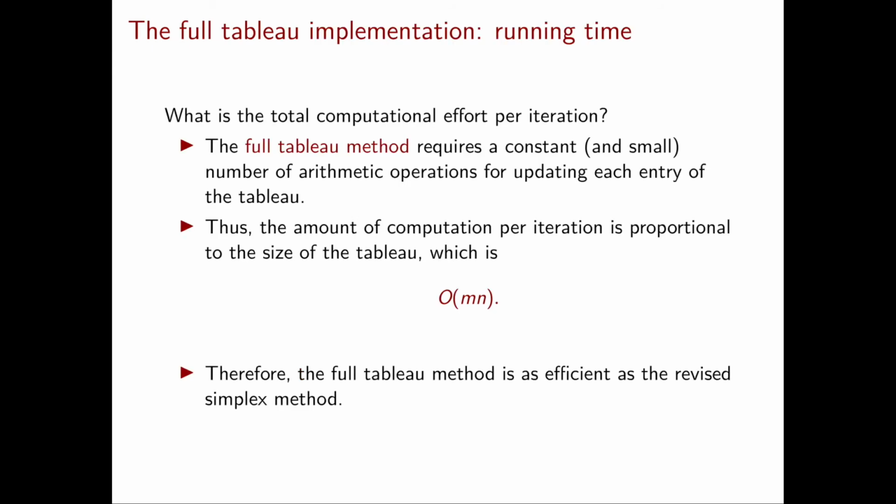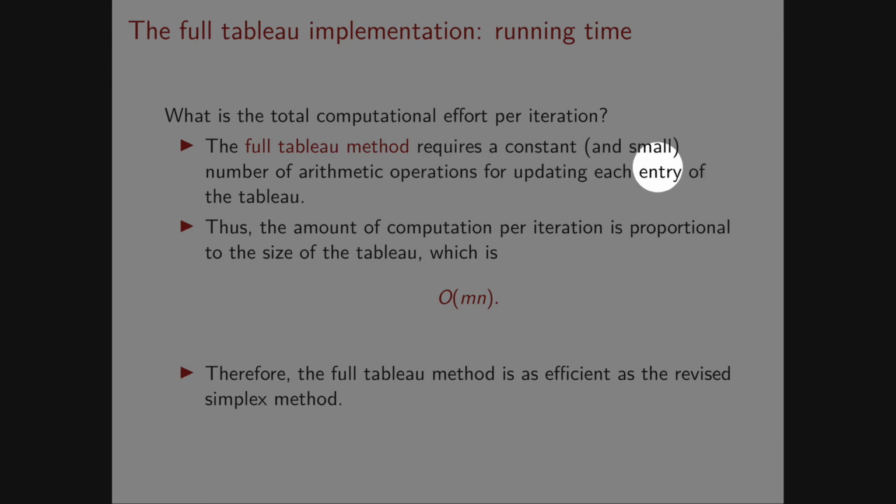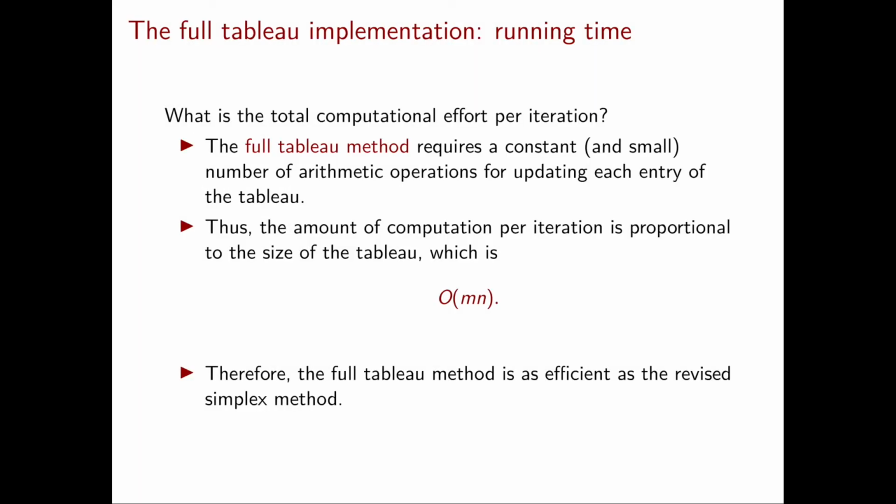Now I think we have understood quite well the full tableau implementation, but there's one thing that we still have not analyzed, namely the computational effort per iteration. In fact, we've already seen the computational effort per iteration both for the naive implementation and the revised simplex method. Now we're going to understand it for the full tableau implementation. In this case, it's very simple. In fact, it's clear from the description of the full tableau method that in every iteration we simply need to update every entry of the tableau. And it's simple to see that updating each entry of the tableau only requires a constant number of arithmetic operations.